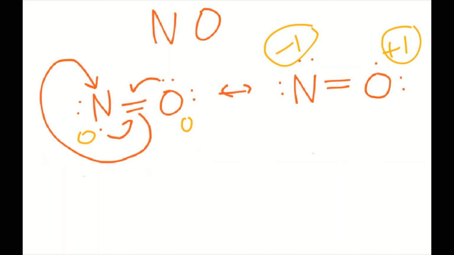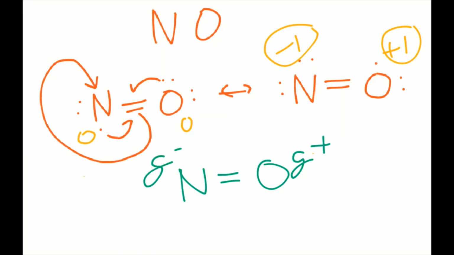So now let's draw the resonance hybrid. Well, the resonance hybrid will just look like this. Oh, that's not an N, that's actually an O. Sorry about that. And we will have a partially positive end and a partially negative end.